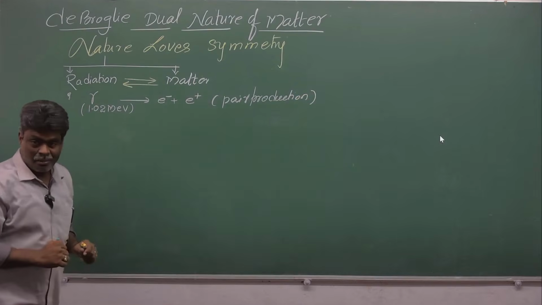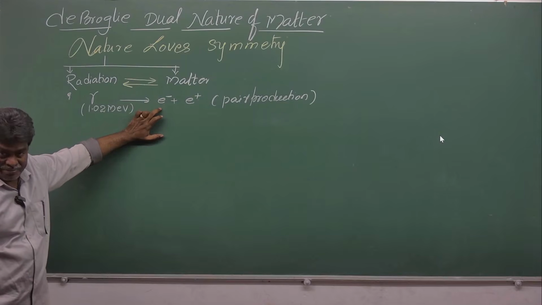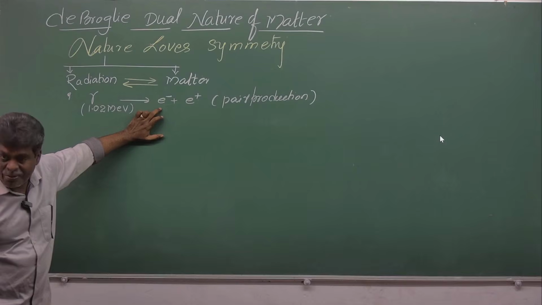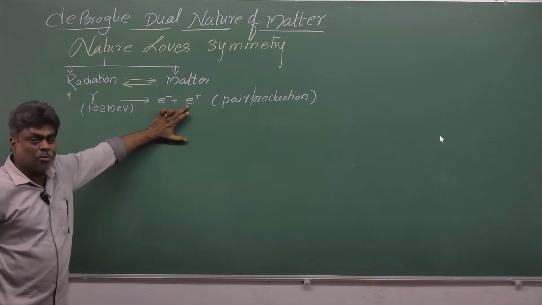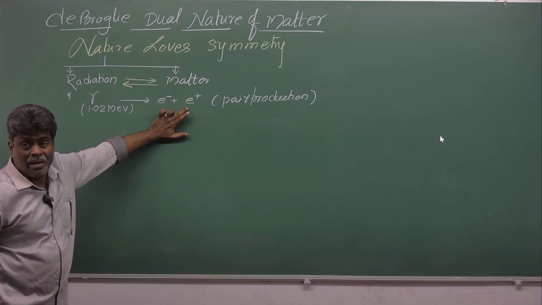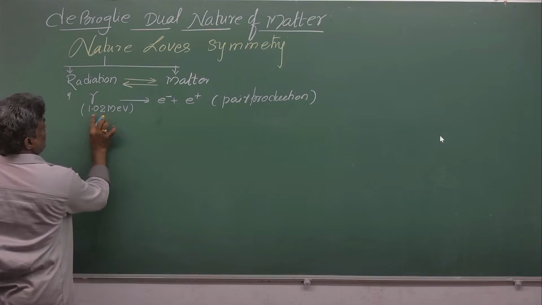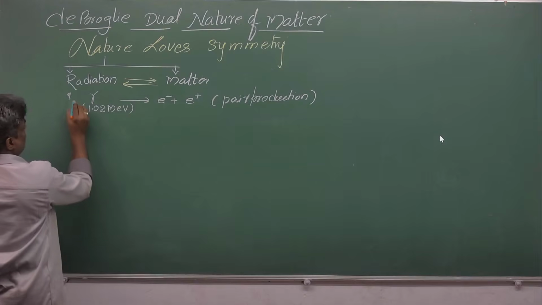Because, common sense, what is the rest mass energy of an electron? 0.51 MeV. What is the rest mass energy of a positron? 0.51 MeV. Particle and antiparticle masses remain the same. That's why this is the minimum energy. Is that clear?